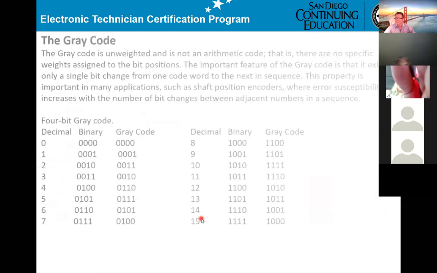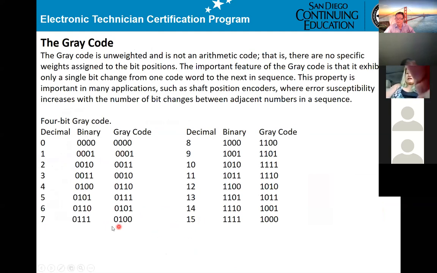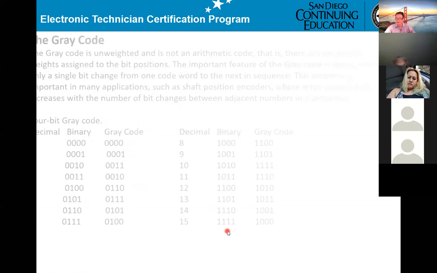Okay. What next? Gray code. You get a decimal, binary. If you want to know something about the gray code, you can read in here. Okay. And binary here, and this is the gray code here. Okay. That is given to you.